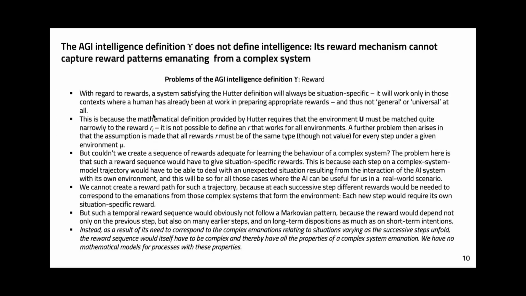Thank you. I just have one quick question for anybody. Why do they use the word universal in the title of the Legg-Hutter paper? Because it sounds good. All right, that's what I guessed the answer would be.